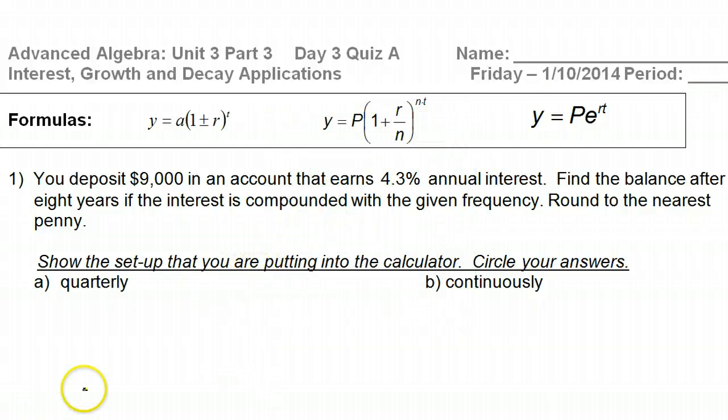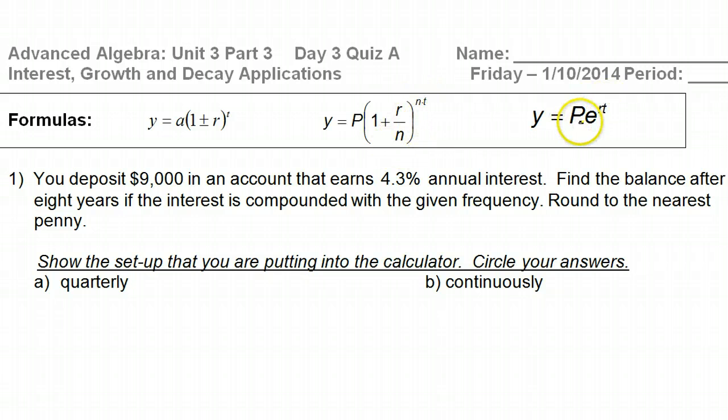The first thing you always have to do for these problems is decide which one of the formulas you're going to be using. These two formulas are for compound interest. This one is the one that we use when you're compounding semi-annually, quarterly, monthly, daily, that type of thing. And the n value is how many times a year you're compounding. So semi-annually would be twice, quarterly would be 4 times a year, monthly would be 12, daily would be 365.